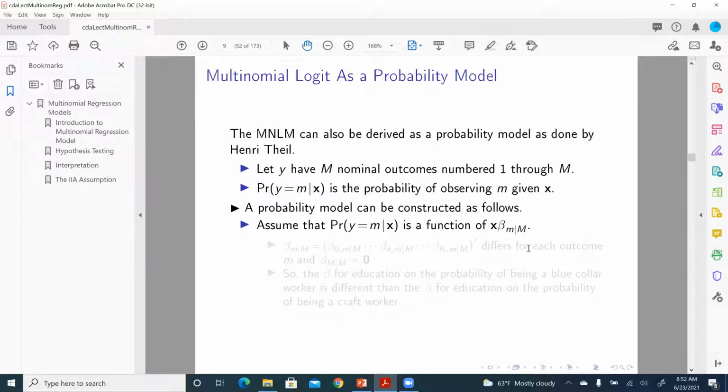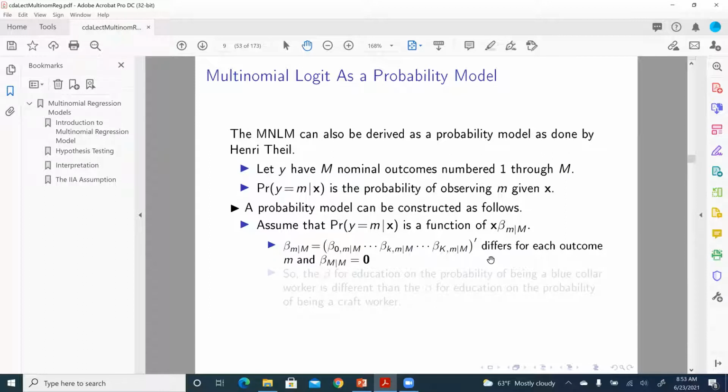First, let's assume the probability of making a choice of m is a function of x beta. For example, it is going to be a natural exponential function of x beta, which makes sure that exponential of x beta is in the positive range. Then we're going to make some algebraic manipulation so that the probability is bound between 0 and 1. We will get into that detail.